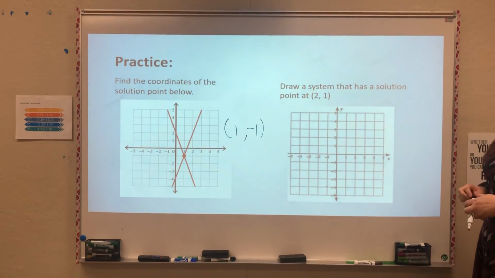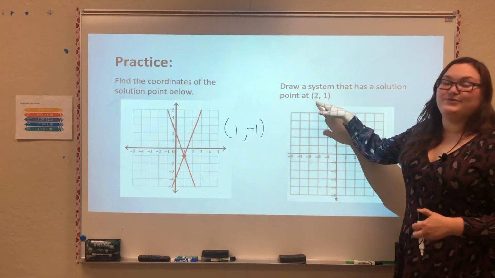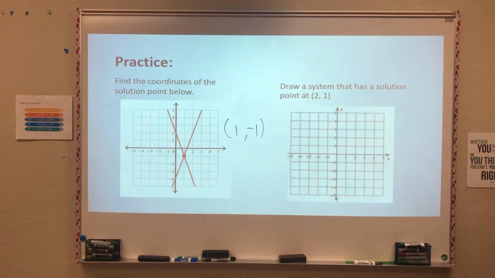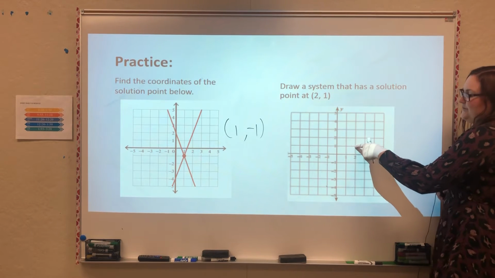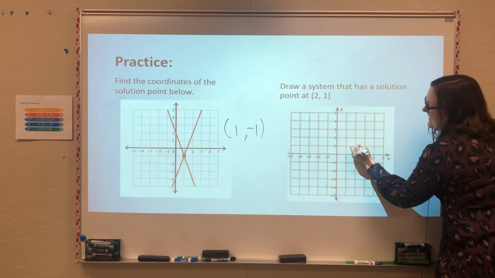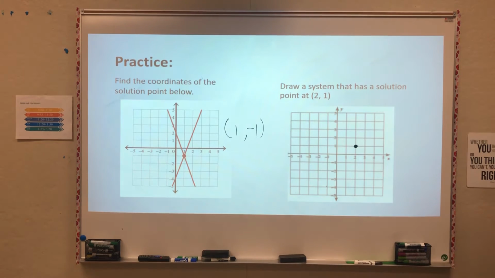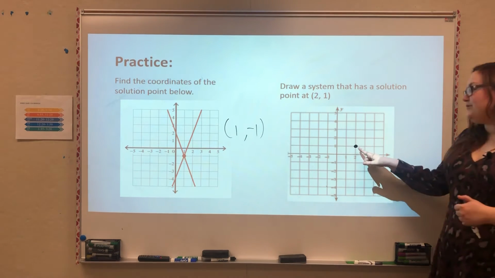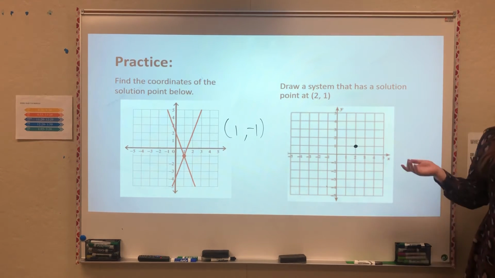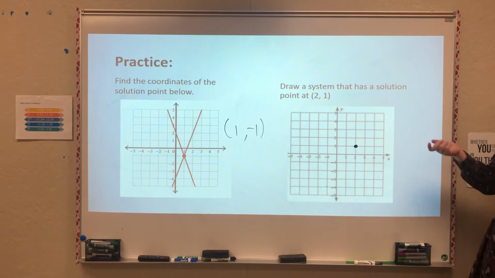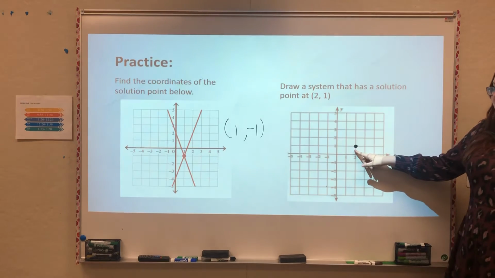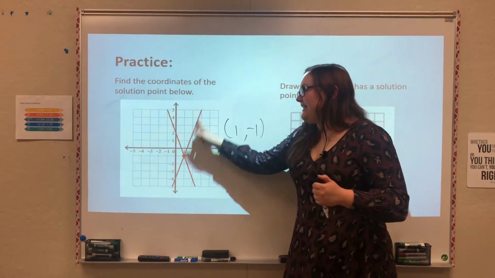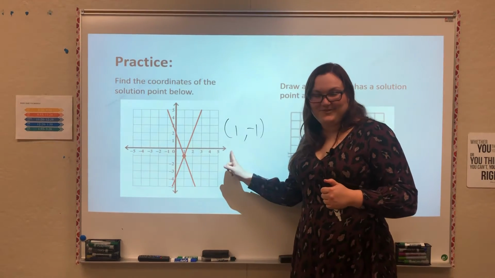I'm going to start mine off just by showing where I want the solution point to be. The solution point should be at 2, 1. So 2 on our x-axis, 1 on our y-axis. This is where my solution point should be. If I want to draw a system that has a solution point here, there are so many possible correct answers, because all you need to do is draw 2 lines intersecting at this point. Just like here, there's 2 lines intersecting at our solution point.